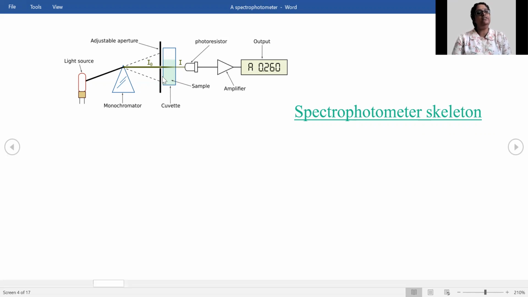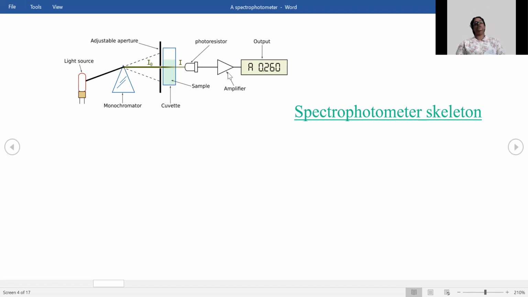So once you have the cuvette, you have your sample kept in there and light is passing through the solution. Then this much part is the spectrometer. This is your sample and this is the photometer. The photometer will have a photoresistor which will determine the amount of light that has passed through the solution.